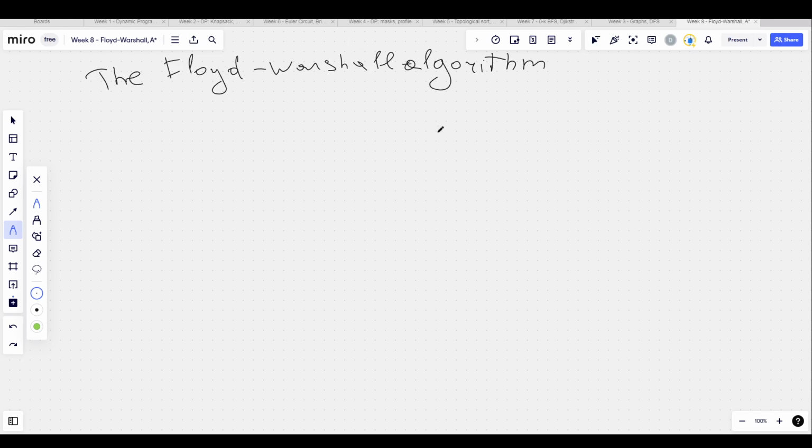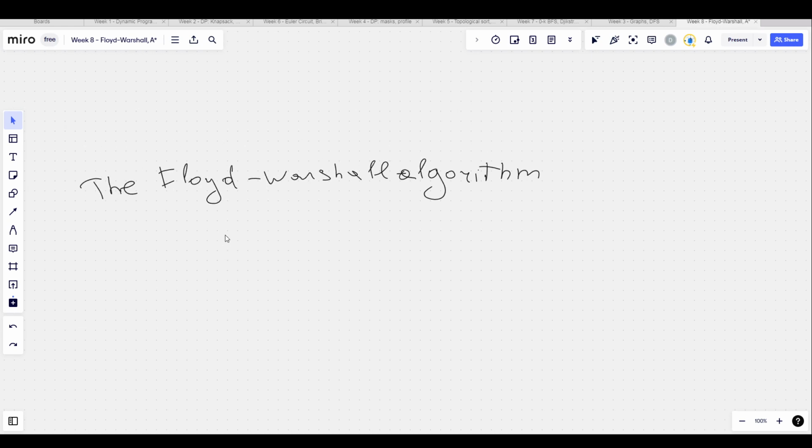So before this, let G be the directed graph, and W be some function from edges to R, to real numbers.